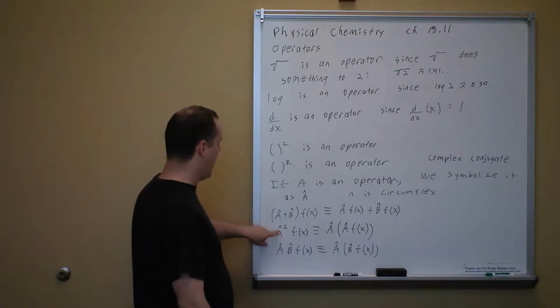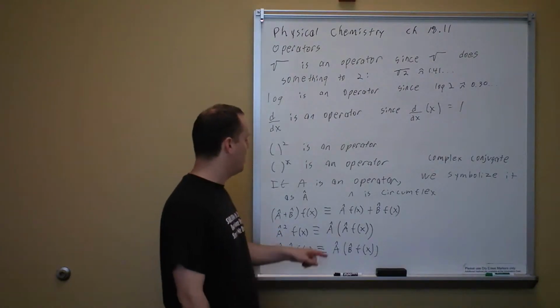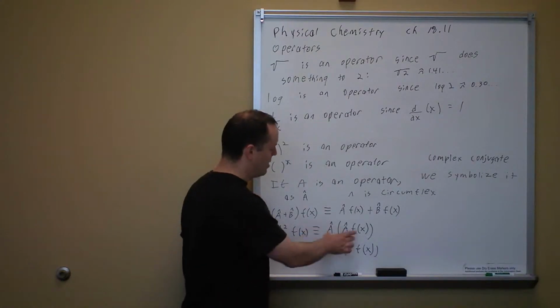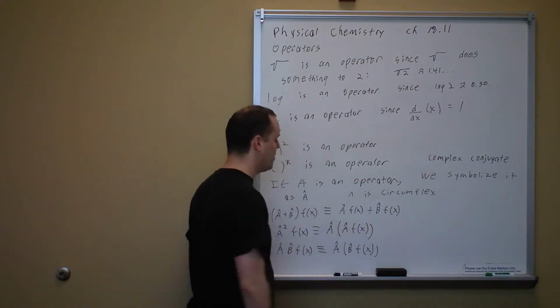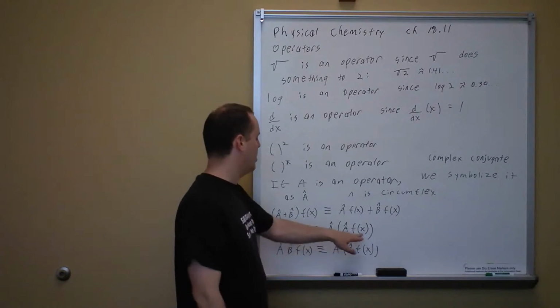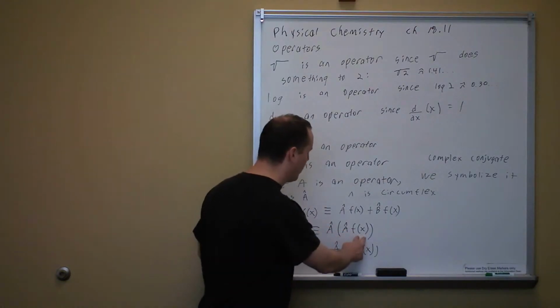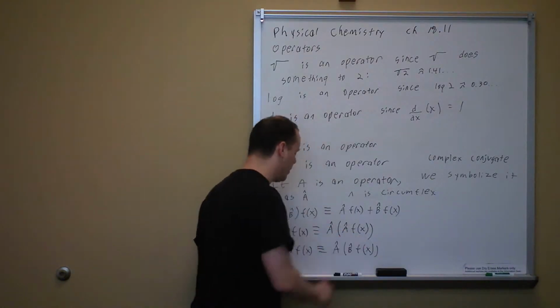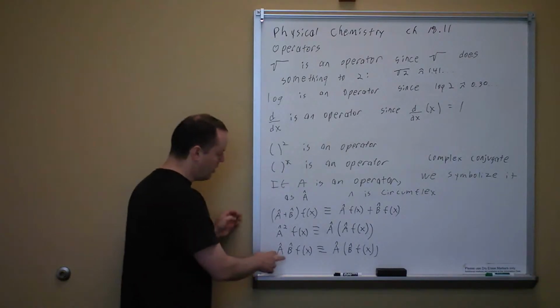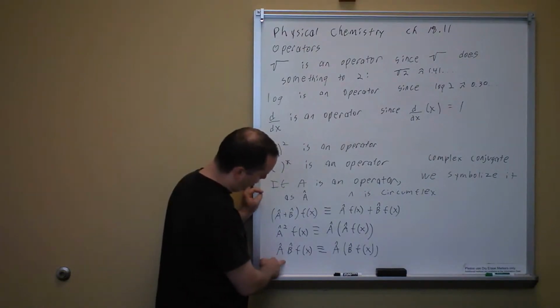We can write that A hat squared of f of x, and then we write that A hat, parentheses, A hat f of x. So this is just order of operation. You're going to do the operator on your function, and then you're going to do it on that result. Now, again, this is for the purpose of order of operations.